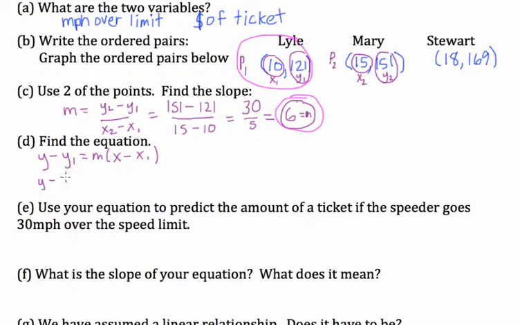So y1, that's 121. M is 6, my slope. And the x-coordinate of my point is 10. So now let's simplify that. I will distribute.